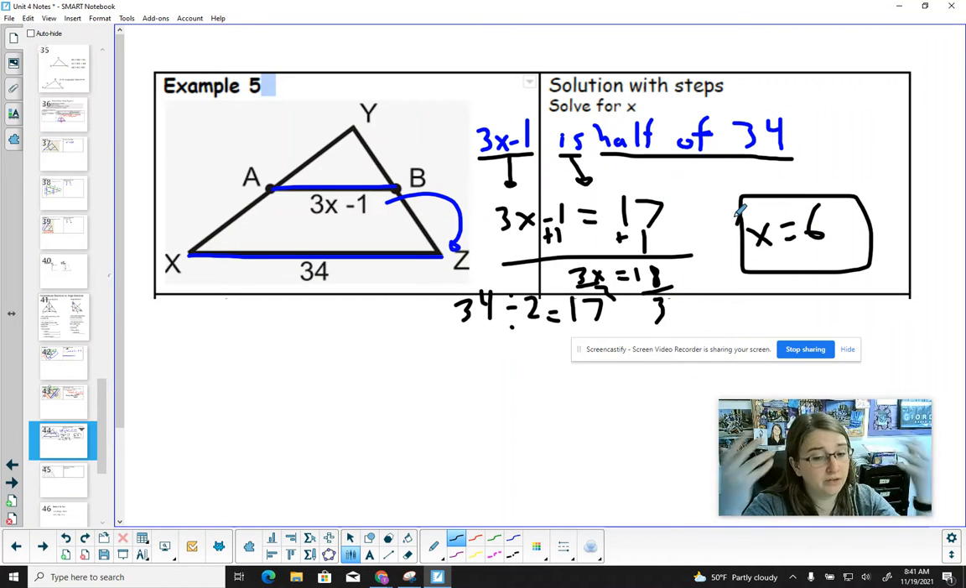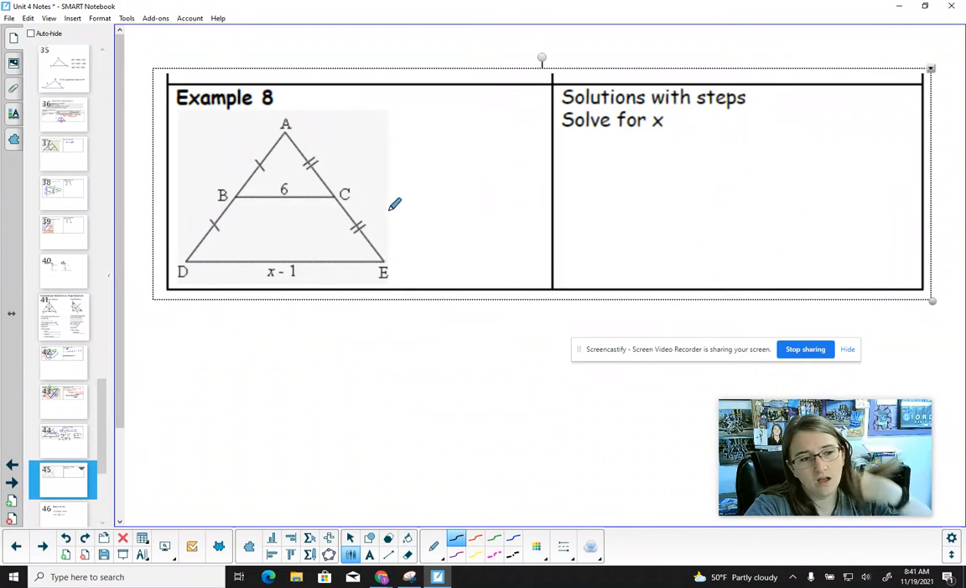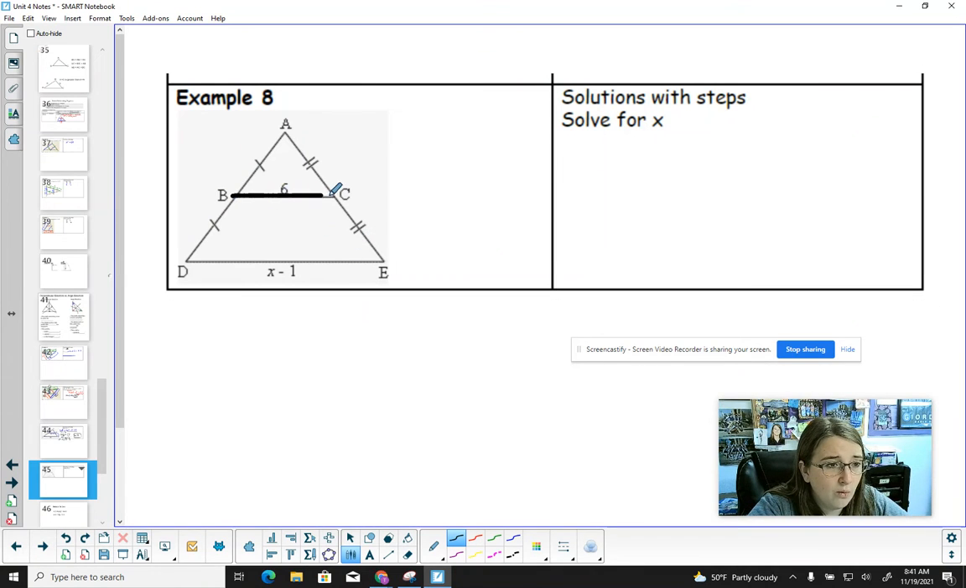And again, be careful you're applying the correct relationship. We're going to try it again on the next one. Same thing. It's not that this equals that. It's that the small one is half of the big one. Let's look at the next one. Okay, so we're going to try the same thing here. We're going to say the small one is half of the big one.